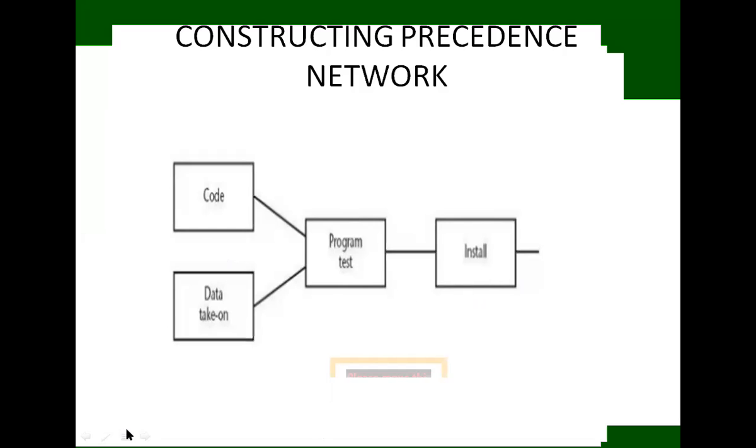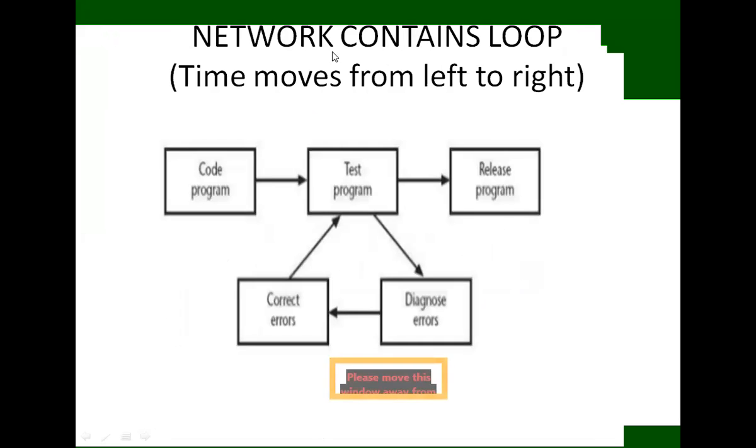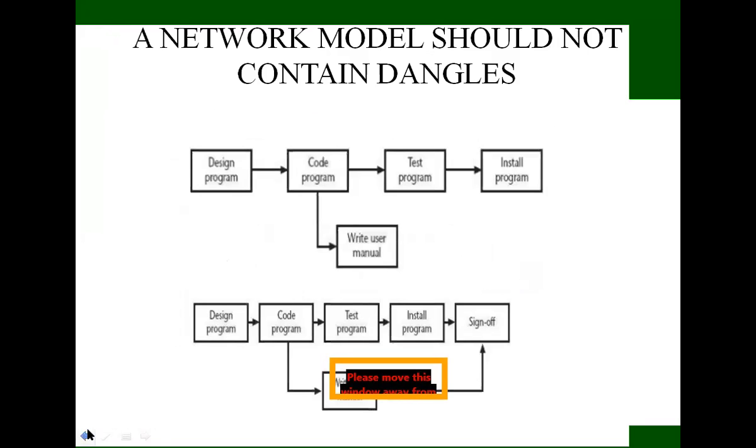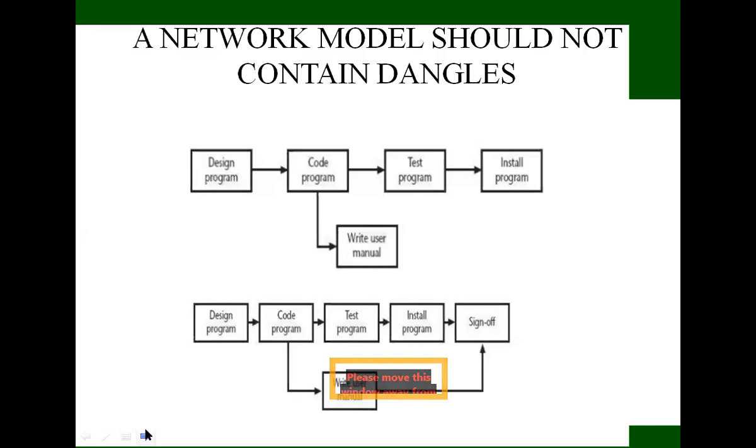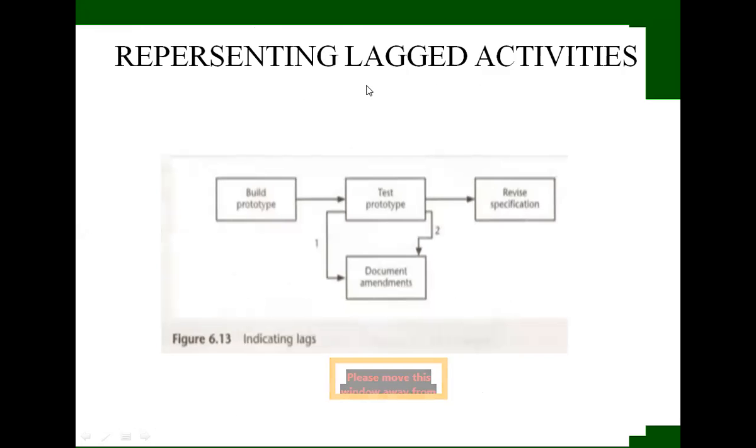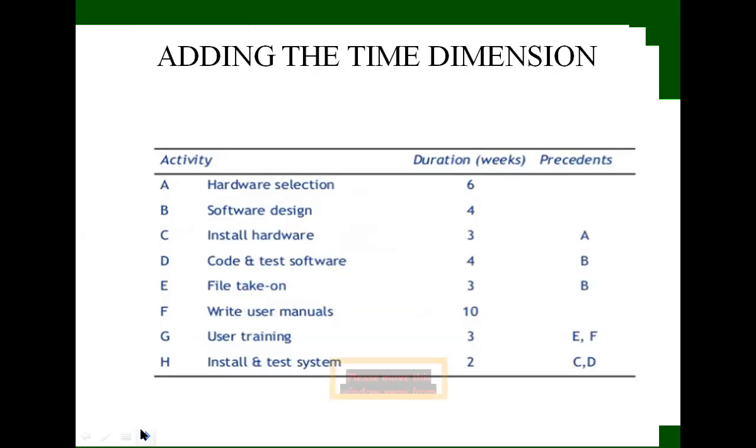Then tomorrow we will see network constraints, loops, and dangles. Next class we will discuss dangles, network constraints, and also representing lagged activities. All these will be discussed in tomorrow's class.